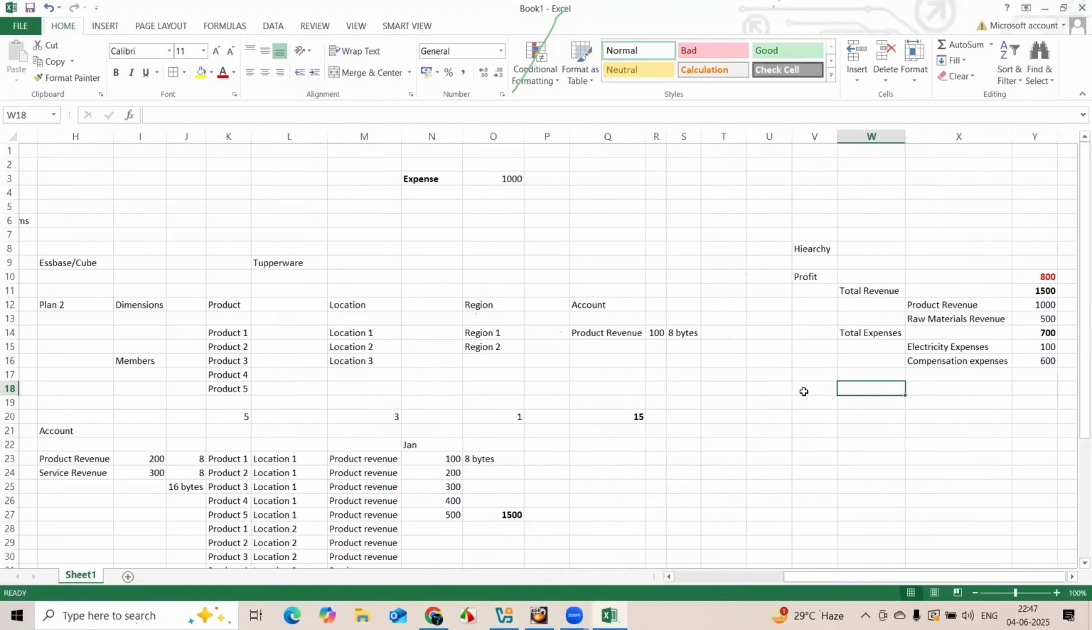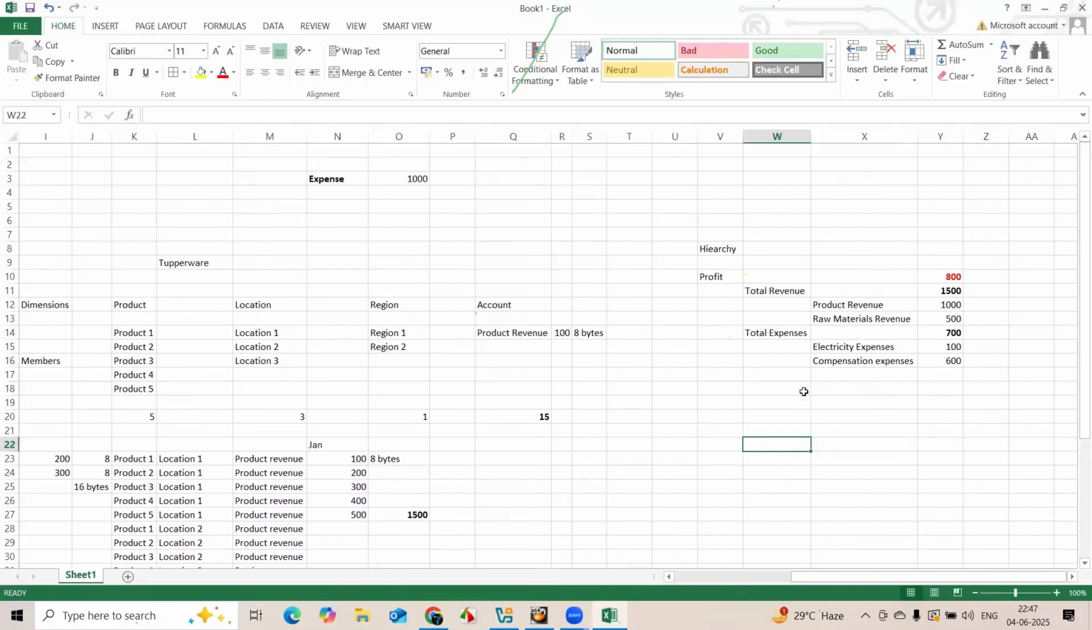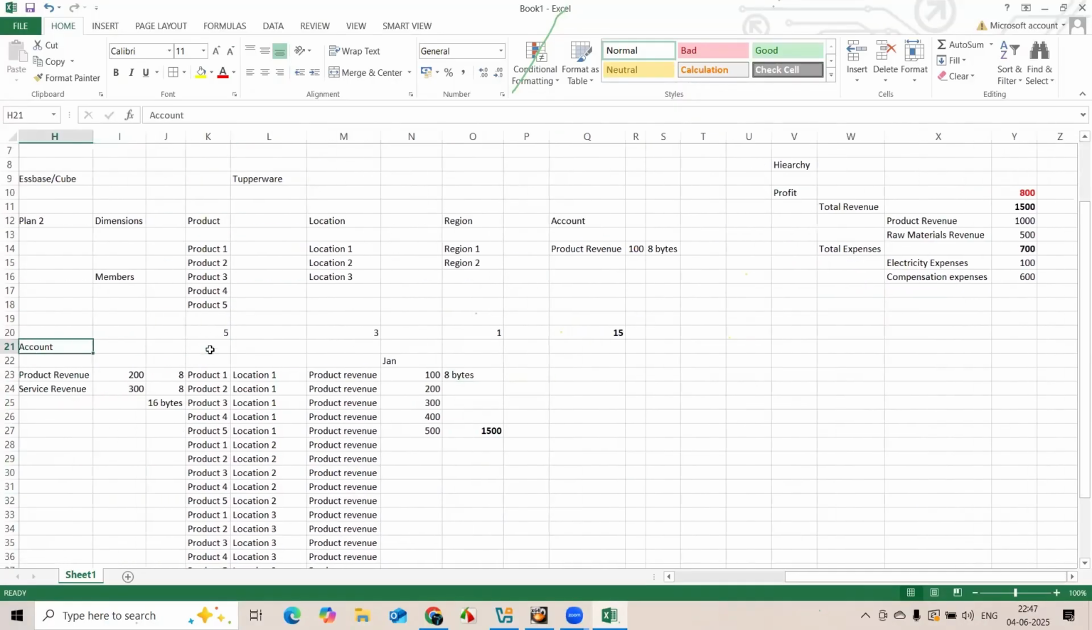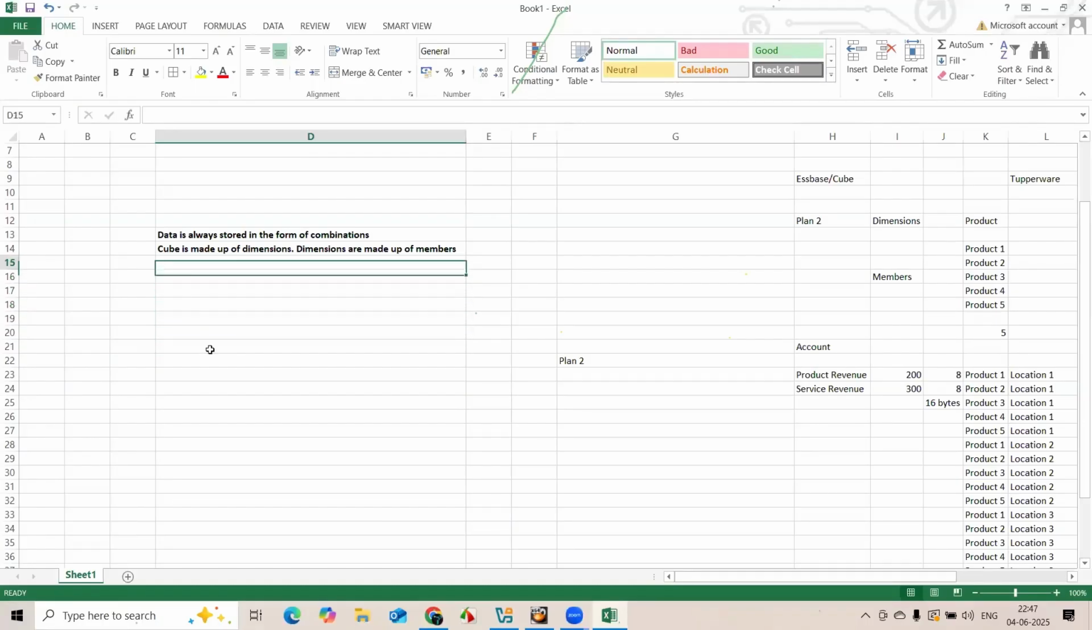And coming to the second one, perhaps the last concept of today, since we are out of time, the one we are talking about is allocation of data. How is this data going to be allocated? Here we said that a cube is made up of dimensions and dimensions are made up of members. This is the standard thumb rule.